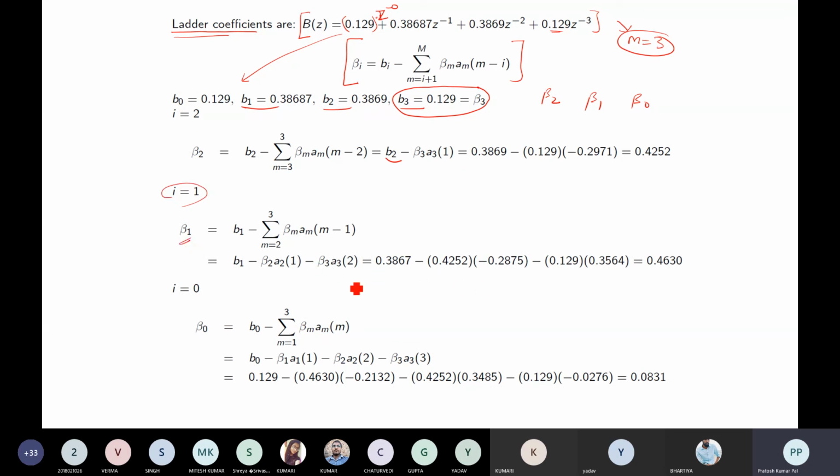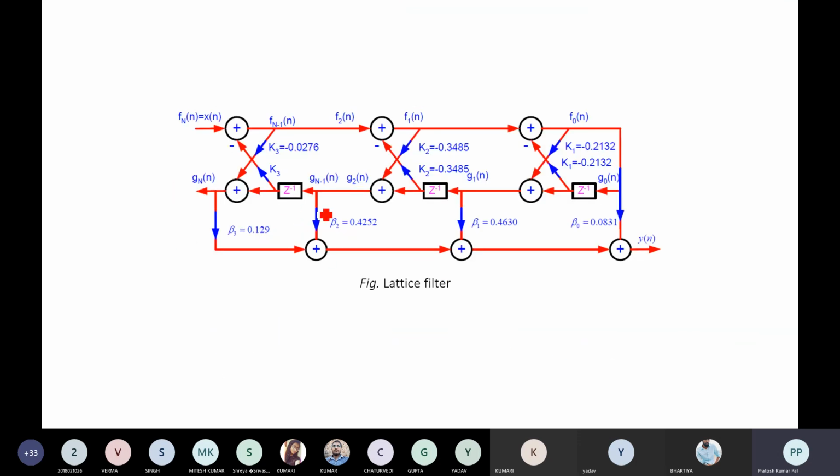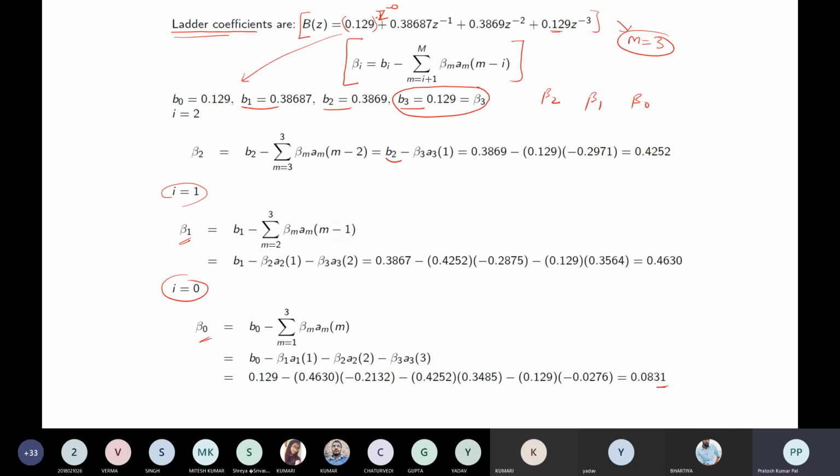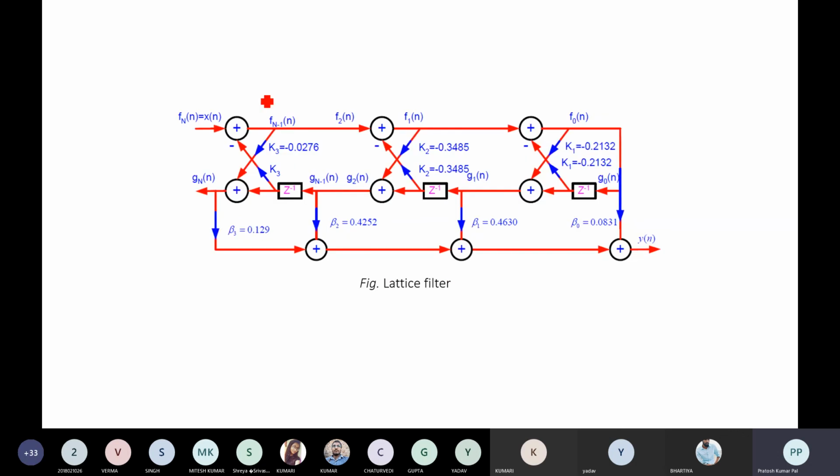Similar to that, we can have the beta 1. Similarly, we can find the beta 0. By putting all the values, we can find out the beta 0. So once we know beta 0, beta 1, beta 2, and beta 3, we use the lattice structure that is having the order of 3, that will be 3 stages. One stage, this is the second one, and this is the third one.